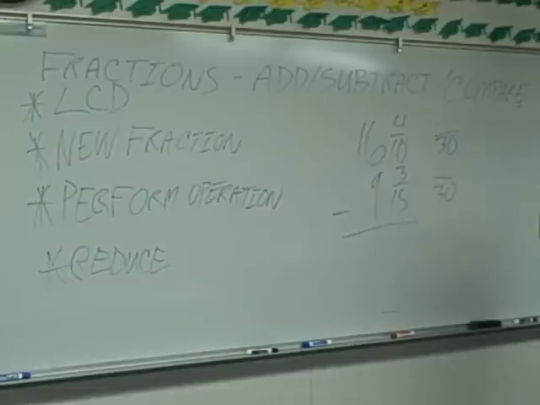Divide? Divide what? 15 into 30 goes in there 2 times. Then what do we do with that? 2 times 3 is 6.